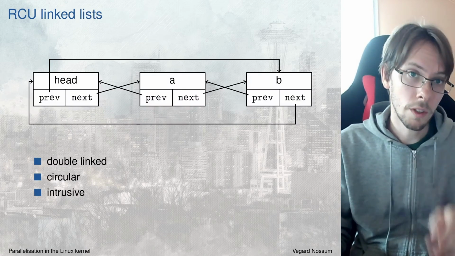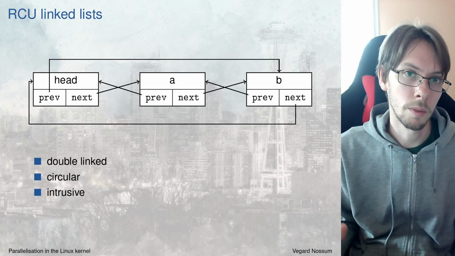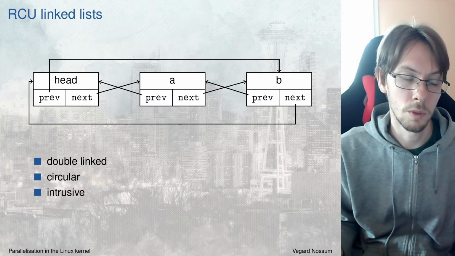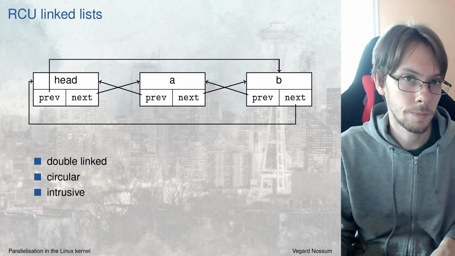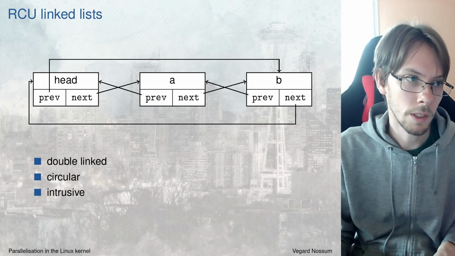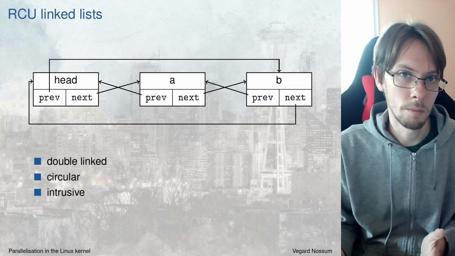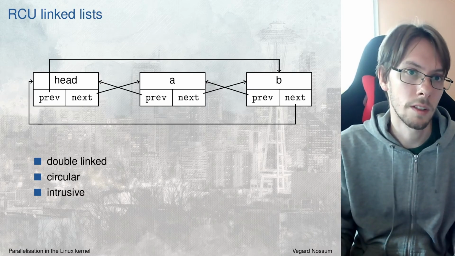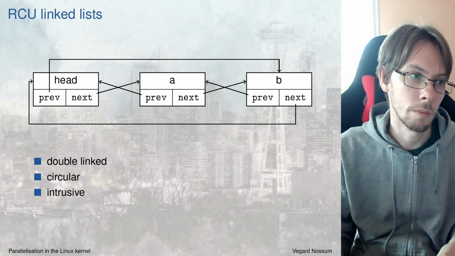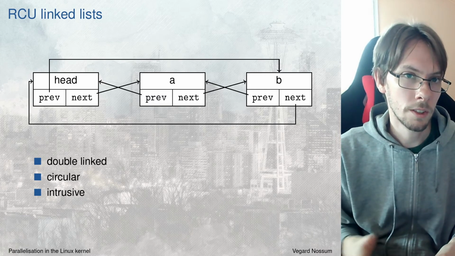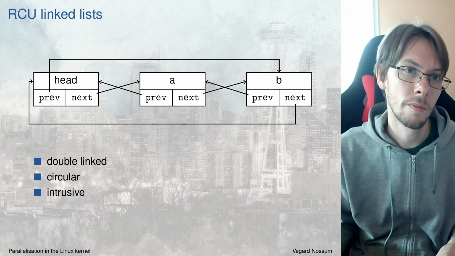So to give a concrete example of an RCU data structure, I'll use what's arguably the most frequently used one in the kernel, which is RCU linked lists. And the read-only operations here are things like traversing the list, checking if the list is empty, or getting the last element of the list. And write operations are things like adding an element or removing an element. And the Linux kernel really likes to use doubly linked circular intrusive lists a lot.